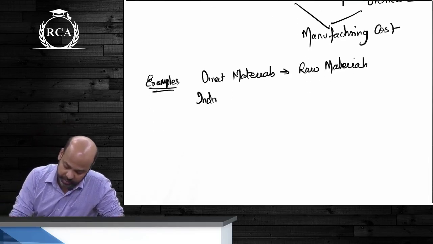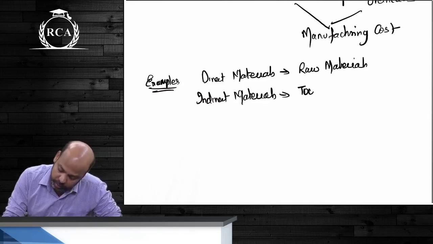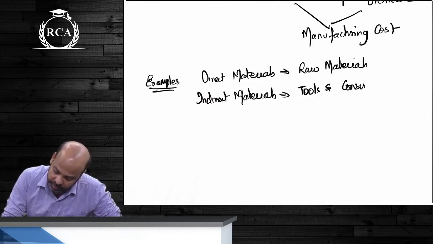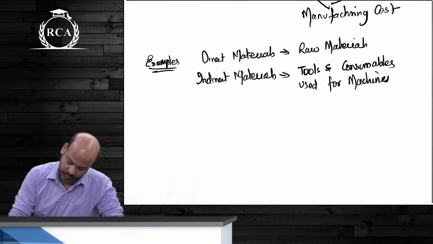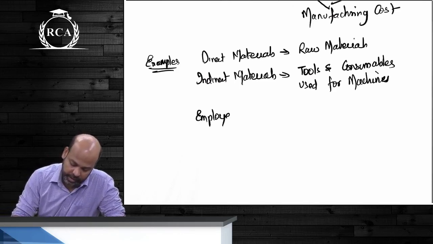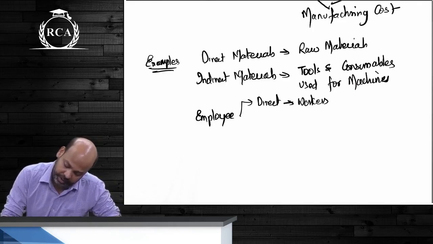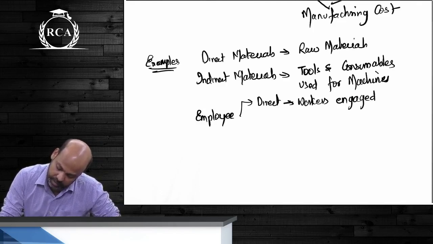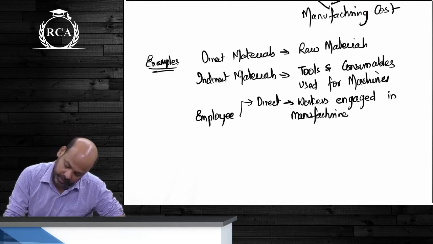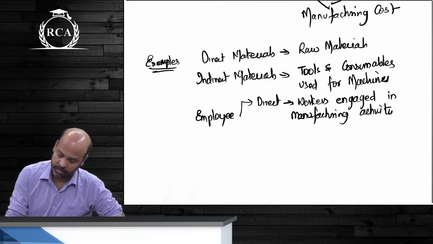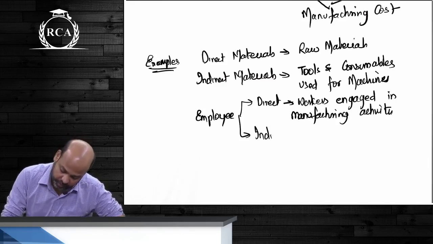Indirect materials: consumables, tools and consumables used for machineries. In employee cost, what will be direct? Workers engaged in manufacturing activity. What will be indirect? I'll give the example of a supervisor.